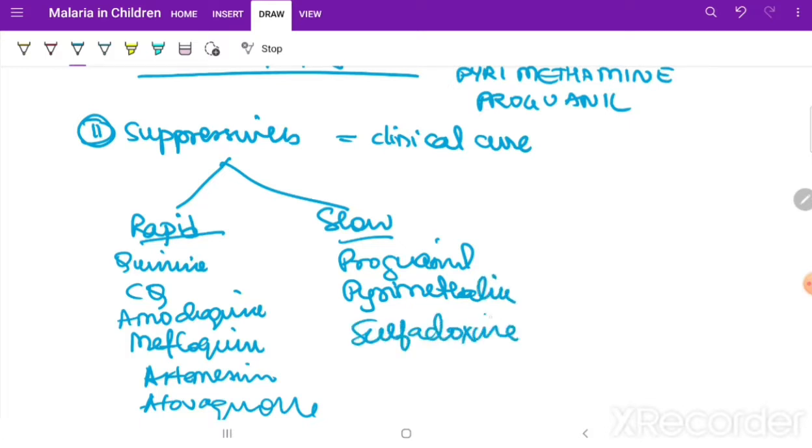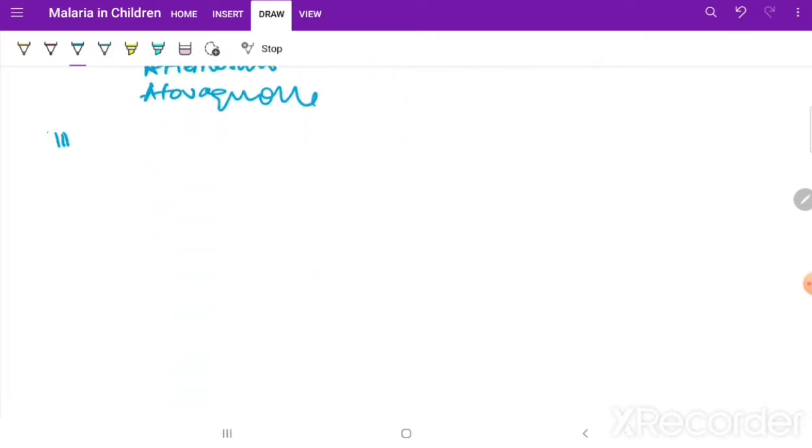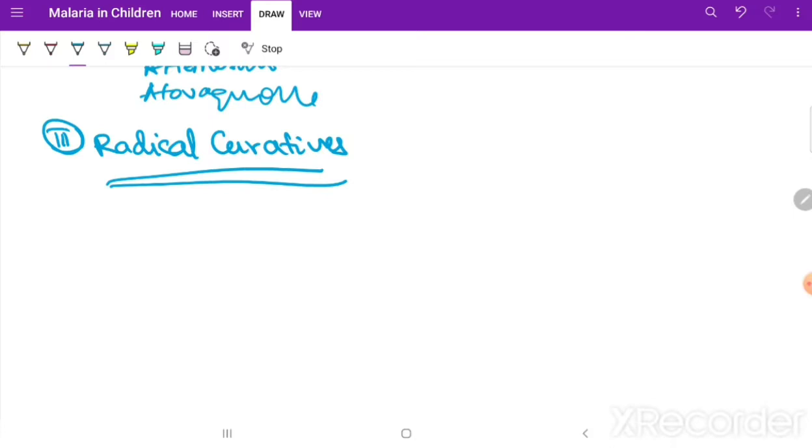Okay, so this is about suppressives. Number 3, we have the radical curatives. Now, what are radical curatives? They eradicate both erythrocytic and exoerythrocytic schizogony. Okay, erythrocytic as well as exoerythrocytic schizogony.